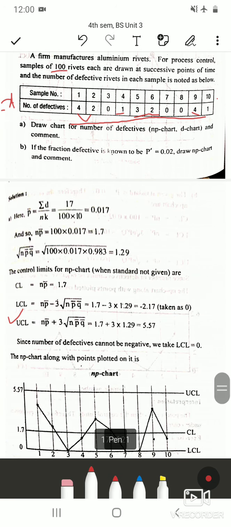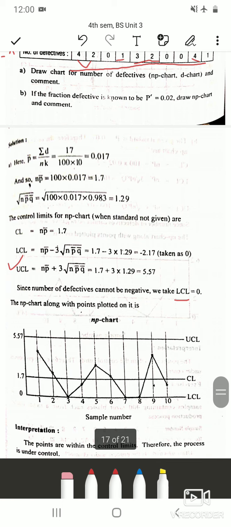Because the number of defectives cannot be negative, we are taking the lower control limit as 0. It is very obvious that if some error is happening, then it has to be a value which is a positive number. It cannot be taken as negative. So hence we are taking the lower control limit as 0.